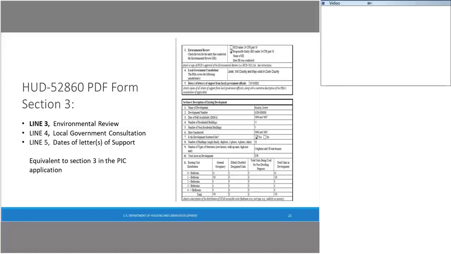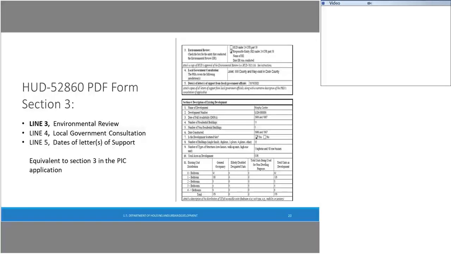Just know that you really do need to do both the PIC application and the PDF form. Yes, we said there are differences. We said that earlier: all information, even though you might have put it in the PIC application, we still need in the 52860 PDF form as well.